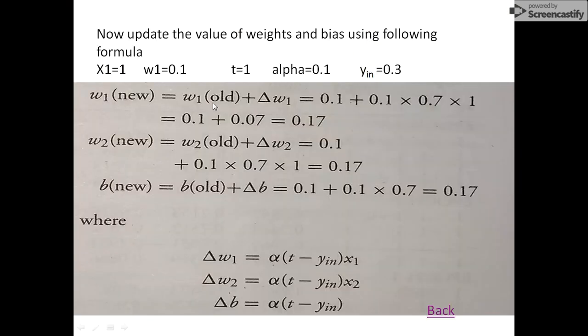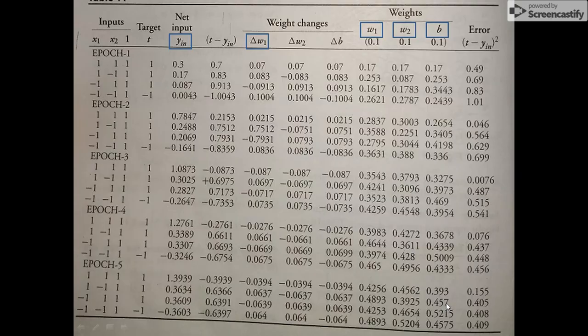W1 new is W1 old plus delta W1, the weight change. W1 old was initially 0.1, which we fixed as our initial value. So W1 old is 0.1, delta W1 is 0.07, so the new weight for W1 is 0.17. Same for W2, the new weight is 0.17. Same for bias new, we have 0.17. So all these values are 0.17 in this case.